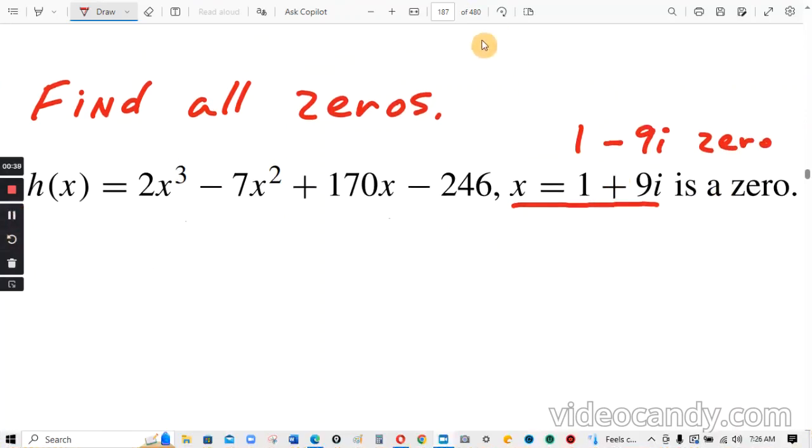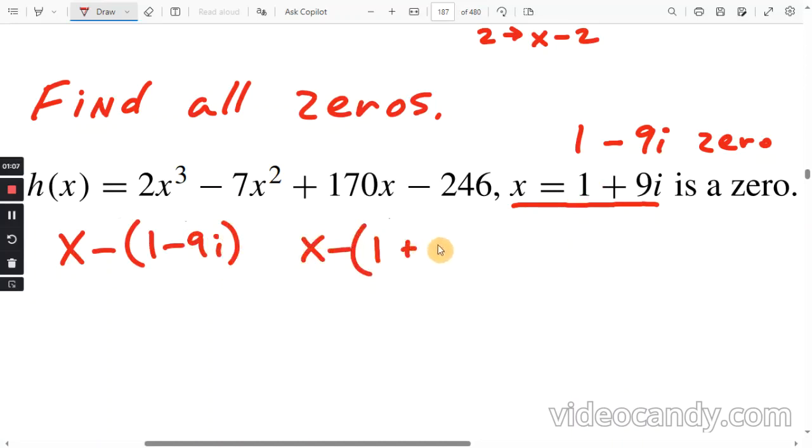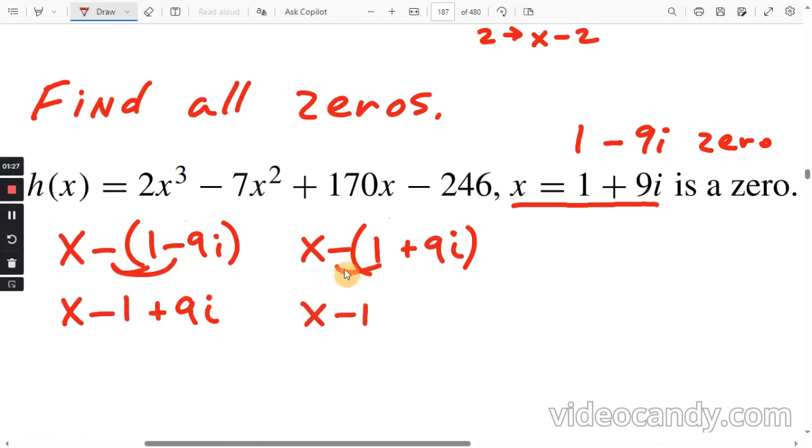Now remember, in the past, if let's say you had the number 2 as a zero, that means x minus 2 is a factor. So x minus each of these terms is going to be a factor. So I'm going to do x minus 1 minus 9i. And I'm also going to do x minus 1 plus 9i. All right, distributing the negative: x minus 1, and negative of negative 9i is going to be positive 9i. And over here, x minus 1 and minus 9i. So these two trinomials right here are factors.